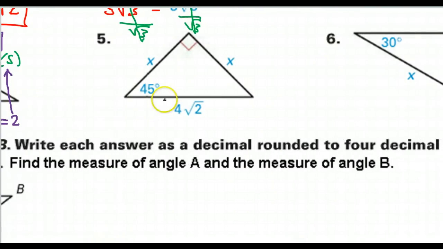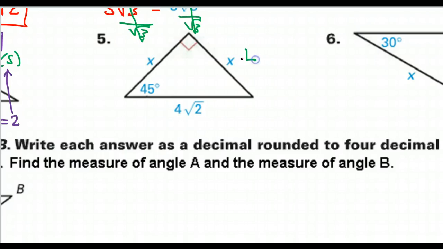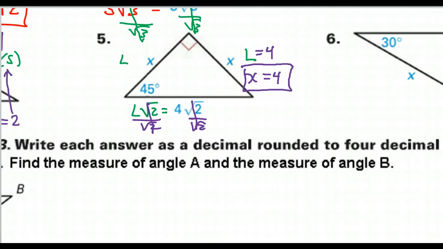Looking at number 5. All right, the pattern was leg, leg, and leg root 2. Well, if I wanted to solve this for leg, of course I would divide both sides by radical 2. Once again, these radical 2's cancel out, and that tells me that the leg is 4, which means that x, being the leg, equals 4. So x is 4.